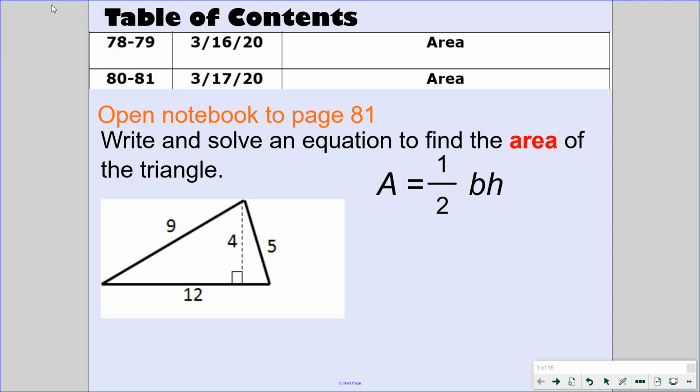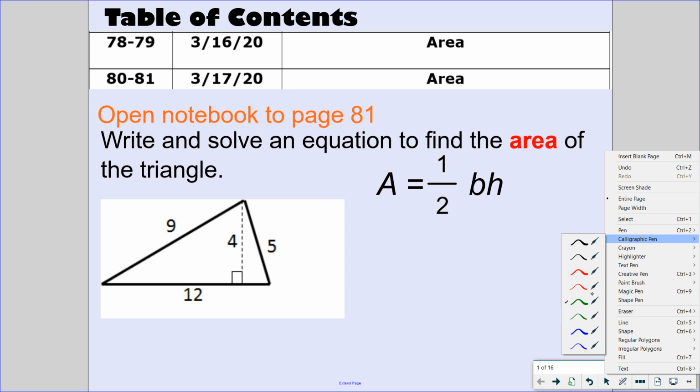This lesson is over area of trapezoids. In 5th grade, you learned what a trapezoid is. So before we do that, let's look at our number routine, area of triangles.